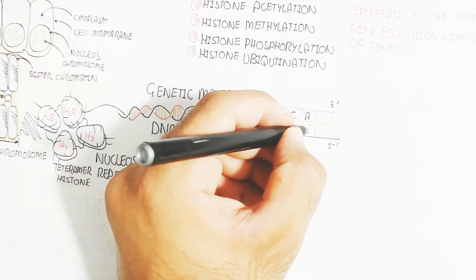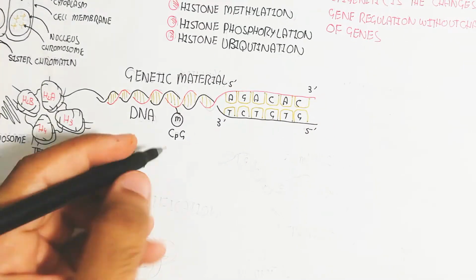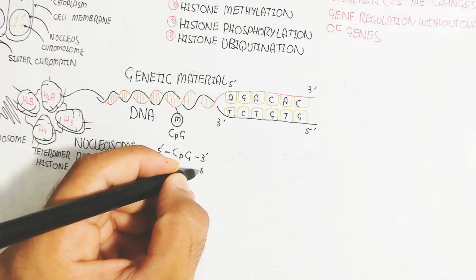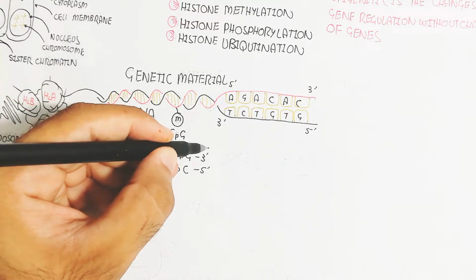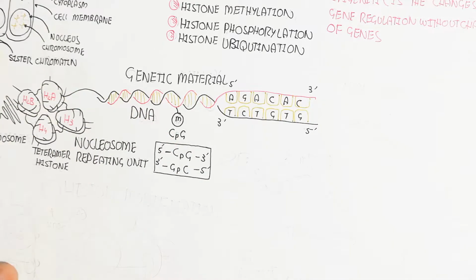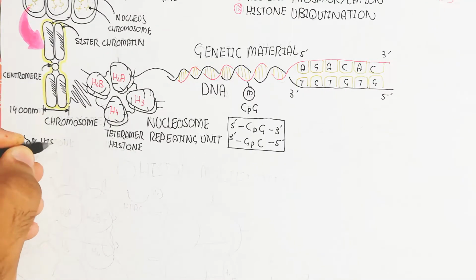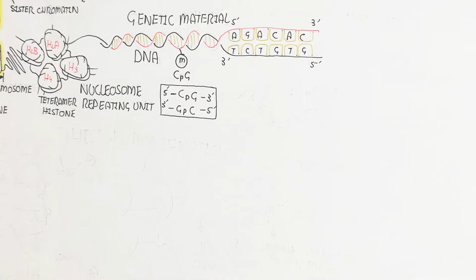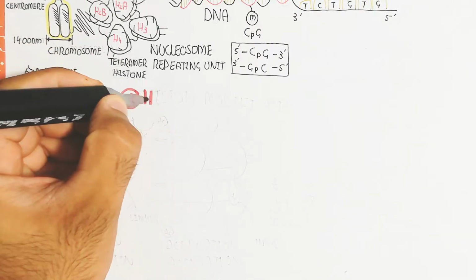This is the DNA, which is the genetic material. It contains the nitrogenous bases adenine, thymine, guanine and cytosine. In the antiparallel strands, adenine always bonds with thymine and guanine with cytosine through hydrogen bonding. This is the CpG island methylation. CpG means 5' to 3', and cytosine and guanine rich content are present in the DNA, in the antiparallel strand.